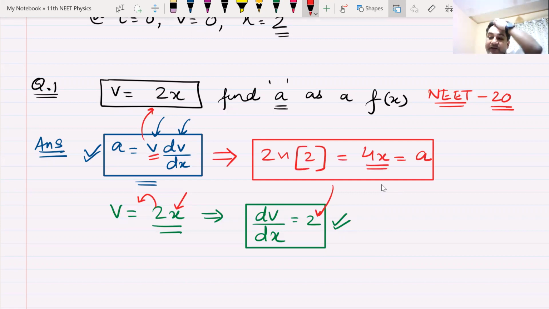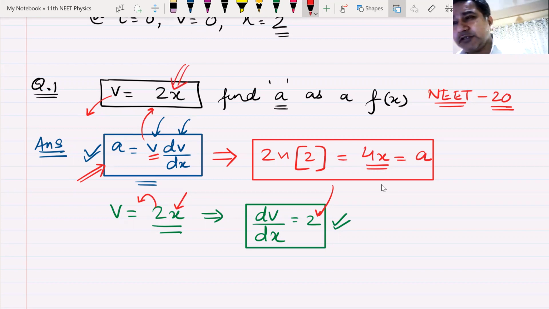I hope everyone has understood how I have done this. v is given as 2 times x. I have to find out the value of acceleration. So I multiply v by dv by dx. How do I get dv by dx? I differentiate 2x with respect to x. That is 2. 2x multiplied by 2 is 4x. 4x becomes your acceleration. Do we understand this?